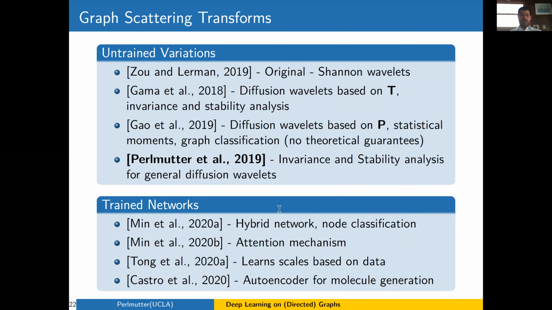So these are all untrained versions of the scattering, which are mostly meant as theoretical models. But there also are fully trained networks, which are very pragmatic from an actual applying-this-to-real-data standpoint. There is the hybrid network, which I talked about on the previous slide. There's another variation which incorporates a graph attention mechanism. A third variation doesn't use dyadic scales, but attempts to learn the scales from data. And then perhaps the most applied version of this is an encoder-decoder network, which uses the scattering for the encoder and then uses a fully trained CNN for the decoder. And they use this to generate new molecules, hopefully with medical applications.